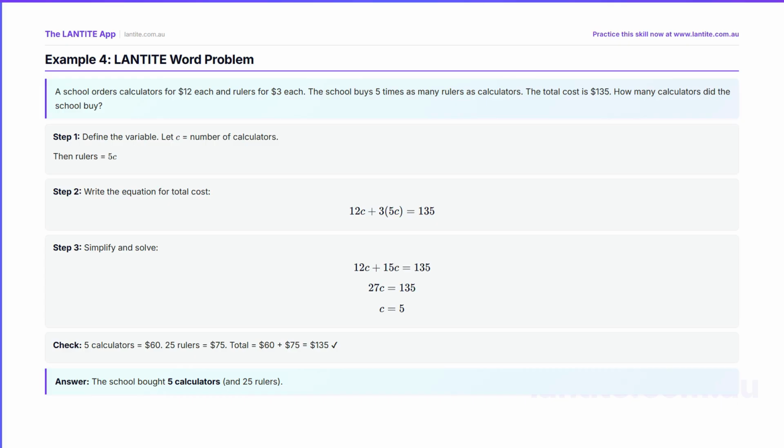Check. 5 times 12 is 60. 25 times 3 is 75. 60 plus 75 is 135. Correct.